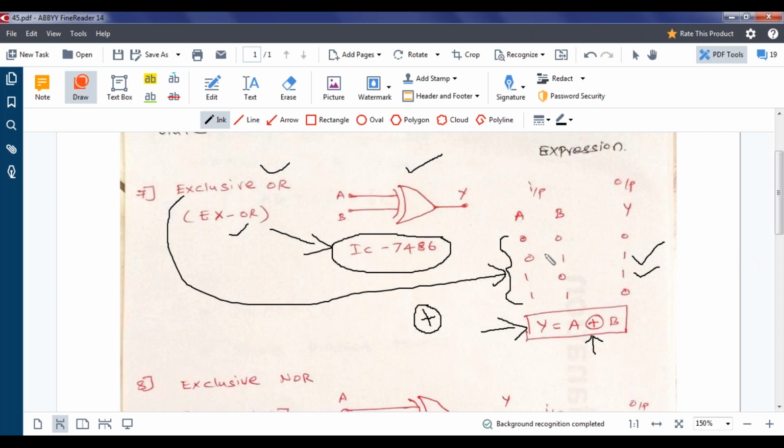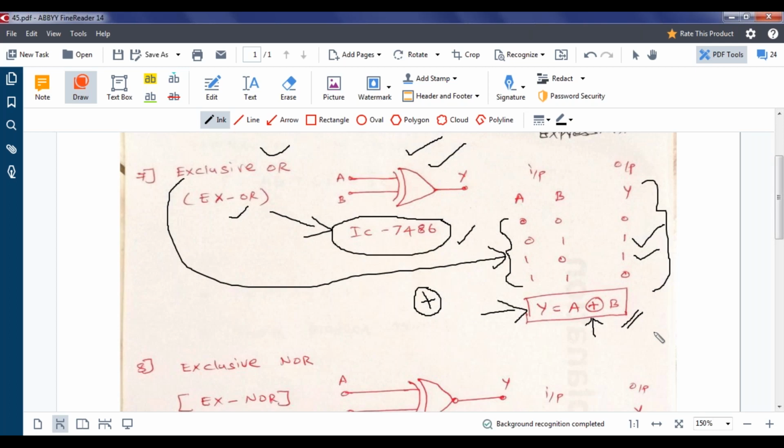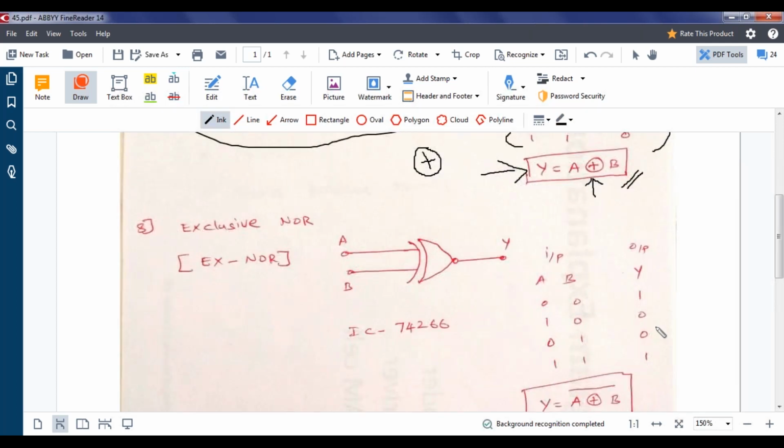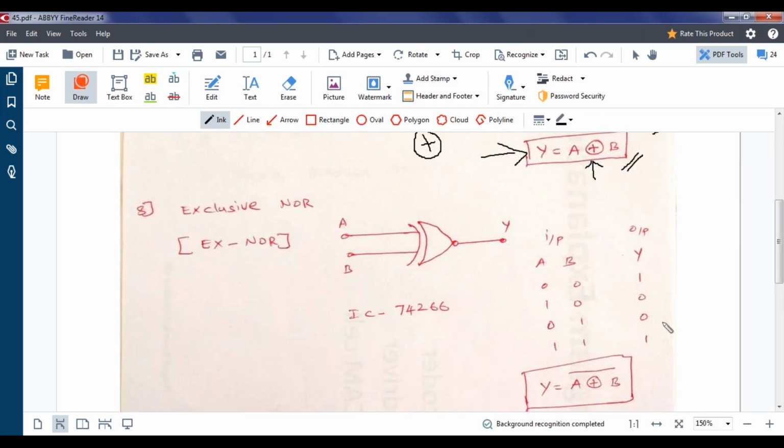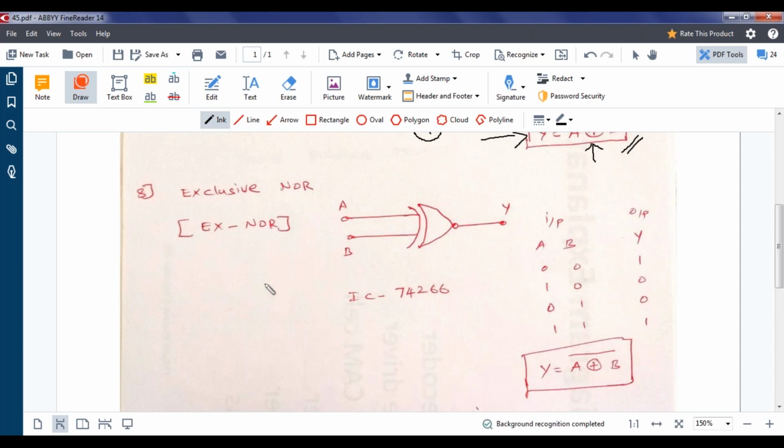Have you all noted? Hope you all noted. This is the symbol, the IC number 7486, this is the truth table, then this is the algebraic expression. Next, exclusive NOR. So we come to the end of the logic gates. The other name for exclusive NOR is XNOR. Please make a note: exclusive NOR or XNOR.